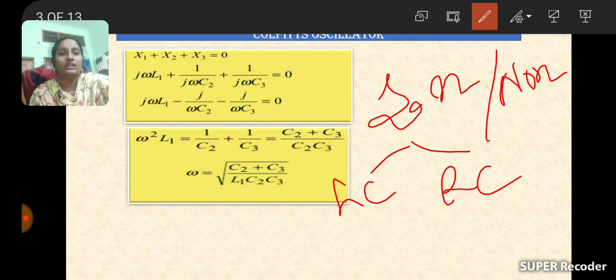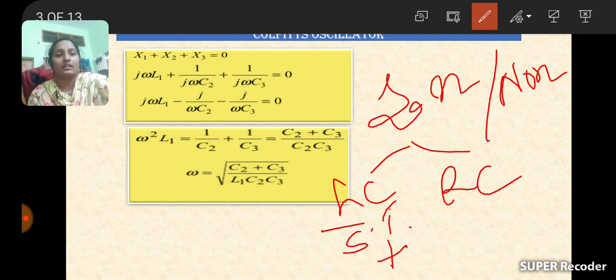Here three types are there: single tuned, Hartley oscillator, and Colpitts oscillator. In single tuned circuits, one inductor is connected in parallel with one capacitor, which makes the tank circuit. In the Hartley oscillator, two inductors are connected in series, and these two inductors are connected in parallel with a capacitor. In the Colpitts oscillator, two capacitors are connected in parallel with the inductor. That is the only difference.